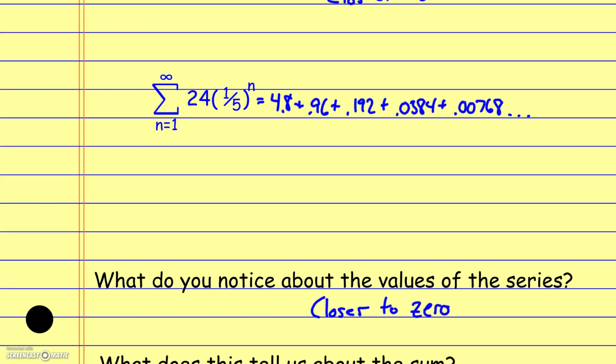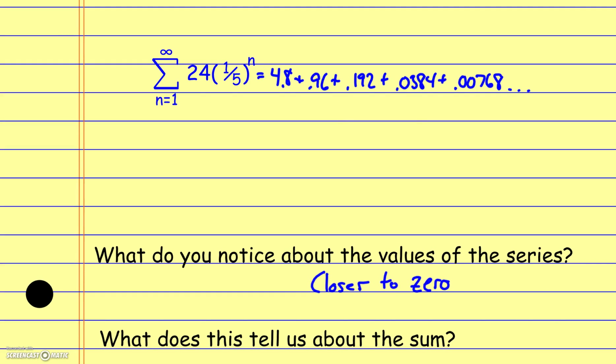And so the second question here, what does that tell us about the sum? Well, think about it. Before, the last term was going to get closer to infinity. So the last term would be infinity, if I can make it that far, so the whole thing went to infinity. Well, this one, the last term is getting closer and closer to 0. If I made it all the way out to infinity, the last term would be 0.